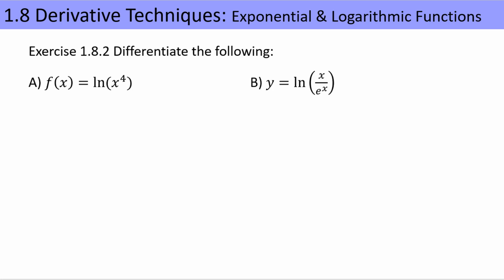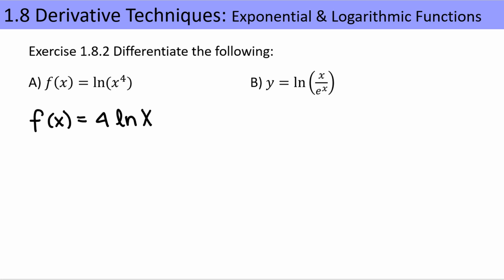Example 1.8.2. Differentiate the following. Part A, f of x equals the natural log of the quantity x to the 4th. In order to find the derivative, we're going to first use a property of logarithms to simplify. That is, we'll write this as f of x equals 4 ln of x. We're using the property that lets us write the exponent as a coefficient.